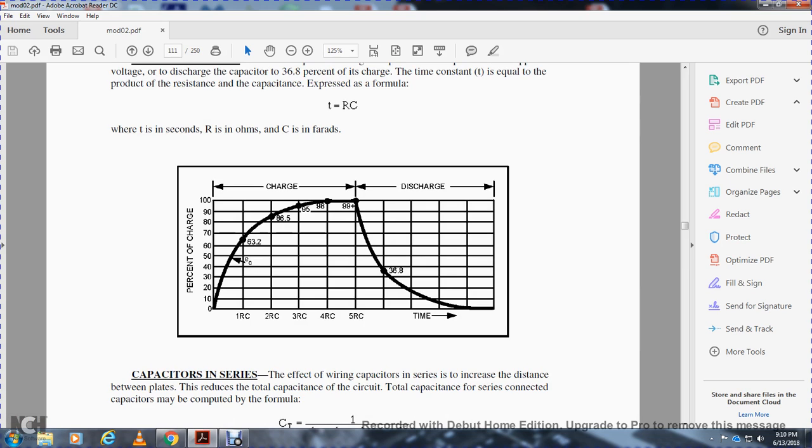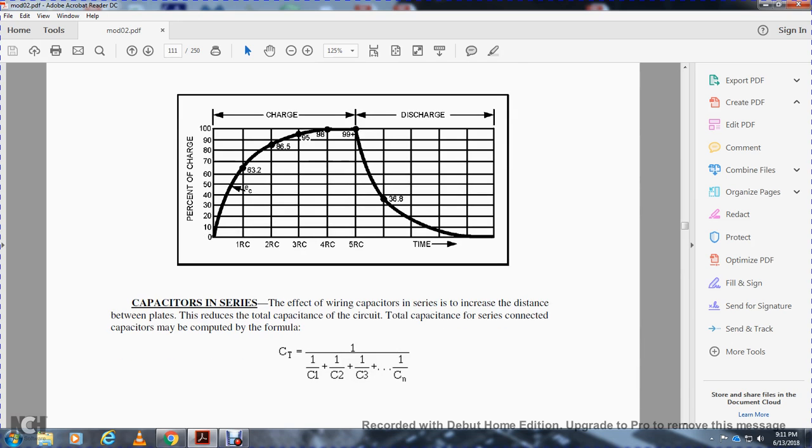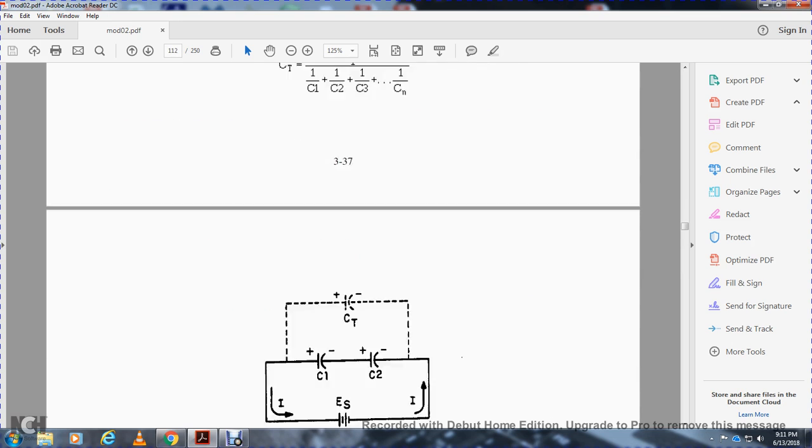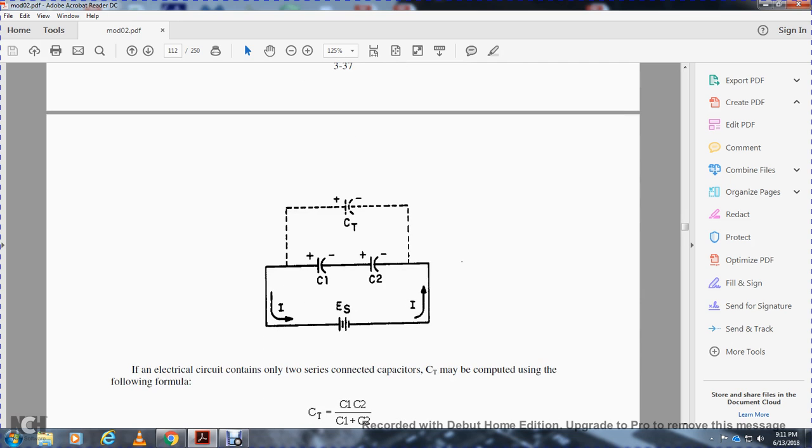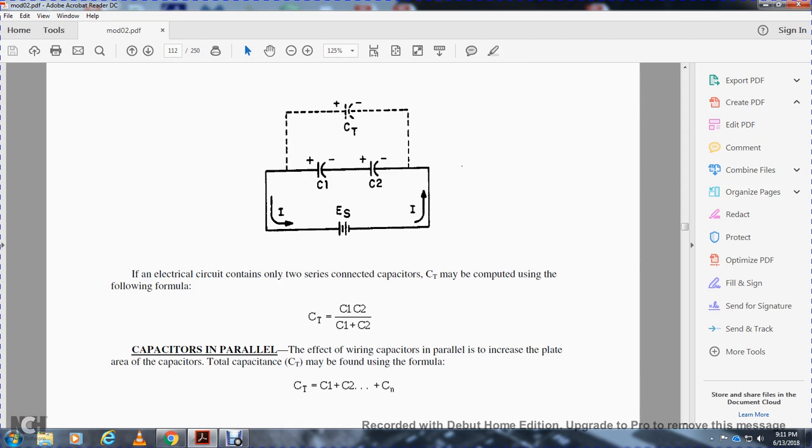Capacitors in series. The effect of wiring capacitors in series is to increase the distance between the plates and reduce the total capacitance. The total capacitance of capacitors connected in series is computed as 1 over CT equals 1 over C1 plus 1 over C2 plus 1 over C3, and so on, for the number of capacitors in series. For only two series-connected capacitors, the total capacitance may be computed with the following formula: CT equals C1 times C2 divided by C1 plus C2.